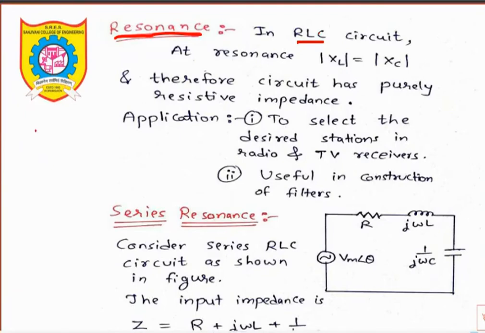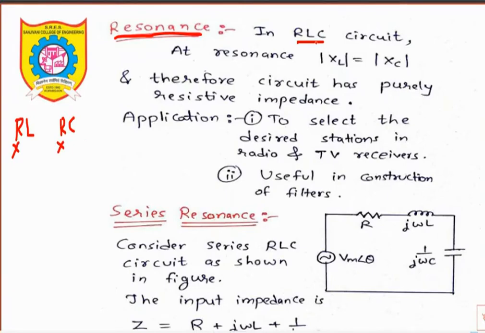Suppose I have only one energy storing element, just as in RL circuit or in RC circuit, then resonance will not occur. So for the occurrence of resonance, we must have two energy storing elements.